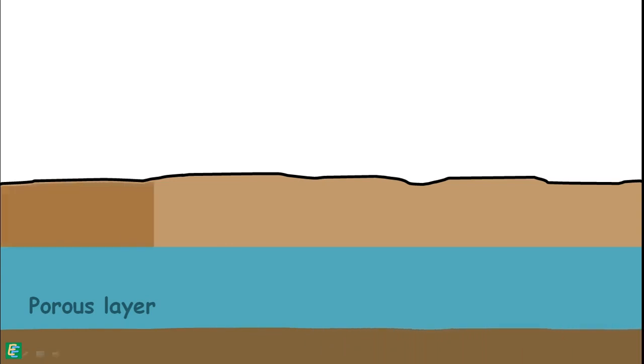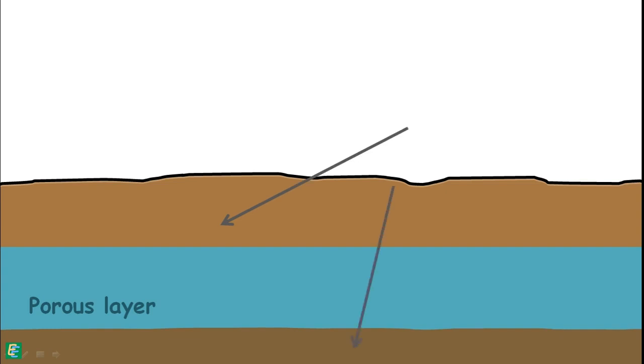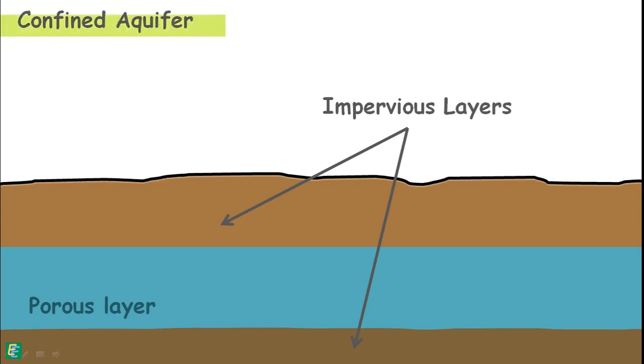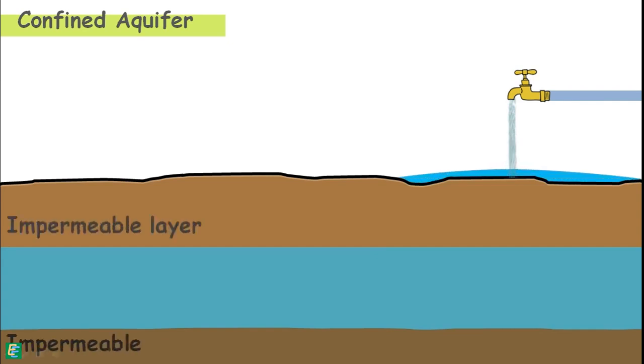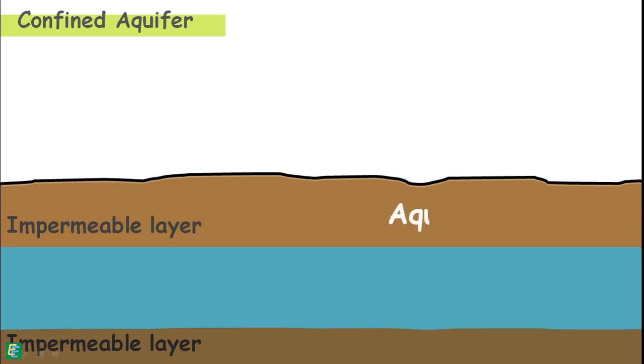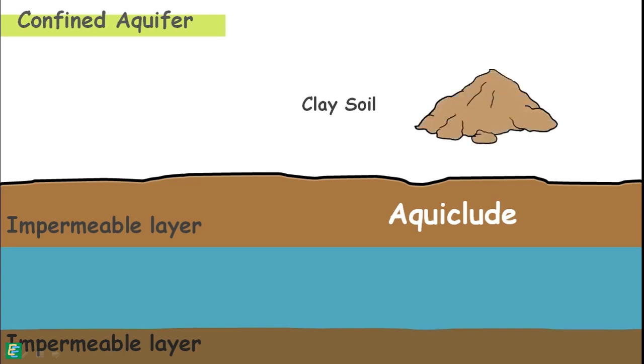But sometimes this porous water holding layer is confined or sandwiched between two impervious layers of soil, and the aquifer is bounded at the top and the bottom by relatively impermeable strata. These kinds of aquifers are called confined aquifers. In such aquifers, water cannot enter or leave by vertical flow because of these impermeable soil layers. These impervious layers of soil are called aquicludes, and these are often made up of clay soils.